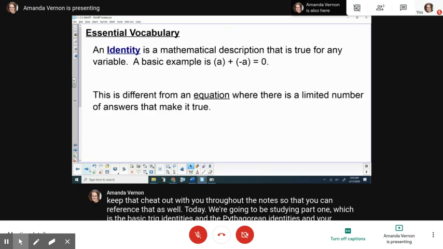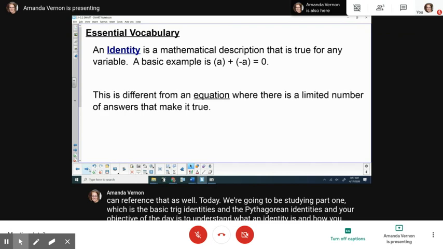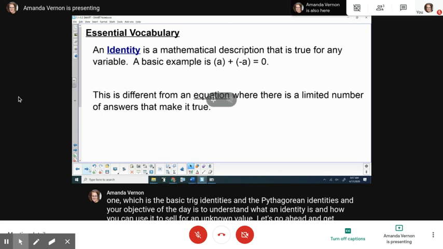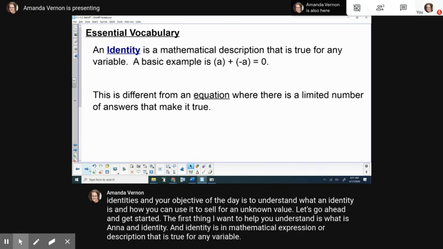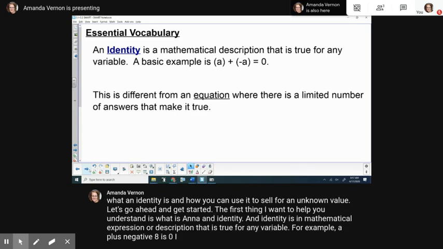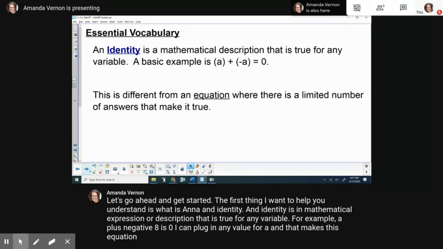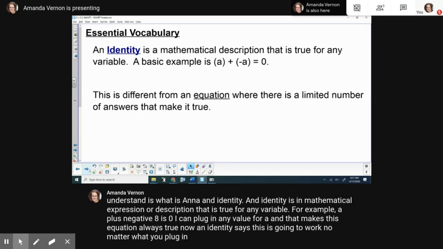The first thing I want to help you understand is what is an identity. An identity is a mathematical expression or description that is true for any variable. For example, a plus negative a is 0. I can plug in any value for a, and that makes this equation always true. Now, an identity says this is going to work no matter what you plug in. This is different from an equation where there's a limited number of answers that make it true.